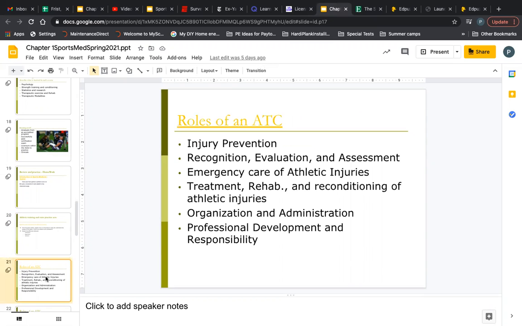Roles of injury prevention. Roles of an athletic trainer. So these are everything that this course is going to be outlined by. Everything you're going to learn in this course is geared towards or taught around these 6 domains that an athletic trainer does. So this really, in a nutshell, is what we do in our role as sports medicine professionals.